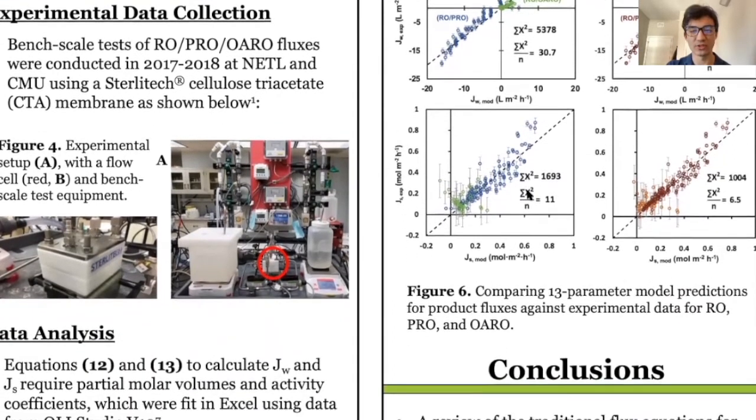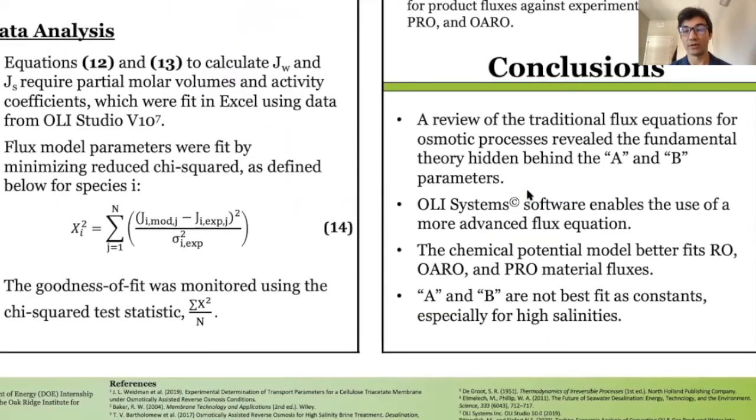Now, where does this research leave us? Well, first, now we understand the fundamental theory behind the A and B parameters, and we can choose whether or not to include their assumptions on a case-by-case basis, depending on the application. And second, we realized that because of thermodynamic modeling software such as OLI Systems, we can use a more advanced flux equation now that takes into account more driving forces in a straightforward, more fundamental form that resembles Fick's law.